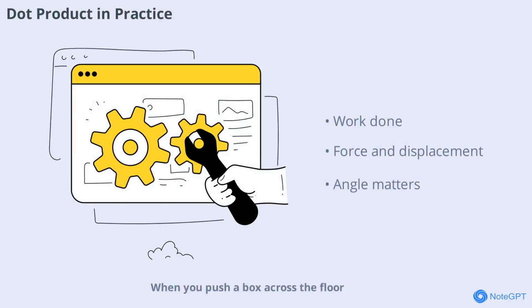When you push a box across the floor, the work done is calculated using the dot product of force and displacement. If you push in the same direction as the movement, the work is maximized. If you push at an angle, only the component in the direction of movement counts. This is a practical use of the scalar product.